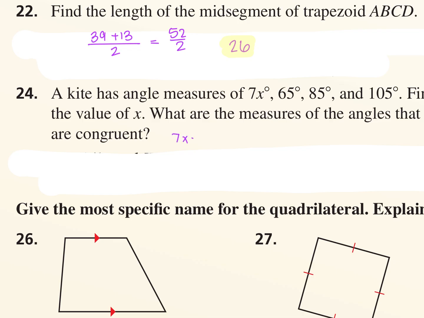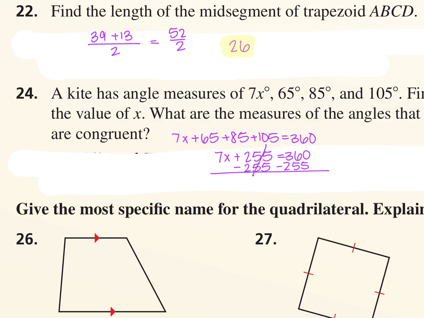I'm going to have 7x plus 65 plus 85 plus 105 equals 360. I'm solving for x. 7x plus 255 equals 360. Subtract 255 from both sides. I'm going to get 7x equals 105. Divide both sides by 7. X is going to give me 15. That's one of my answers.